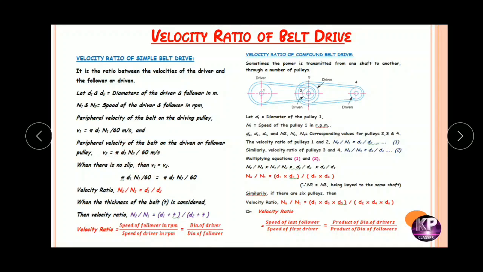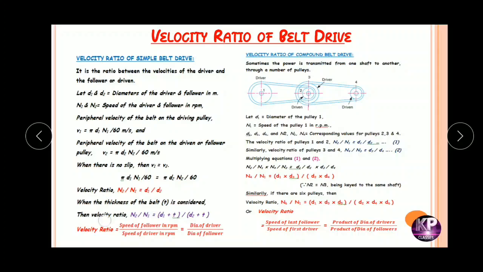The word slip means sometimes the speed of the belt is somewhat lesser than the speed of the pulley. When there is no slip, v1 equal to v2, that is pi d1 n1 upon 60 equal to pi d2 n2 upon 60. Therefore, velocity ratio equal to n2 upon n1 equal to d1 upon d2. See here, 60 cancels each other, pi and pi, then this result comes out.